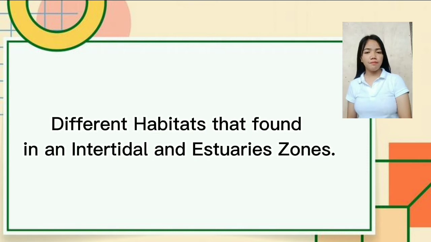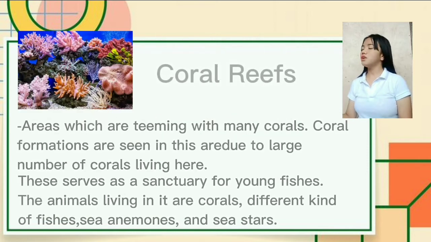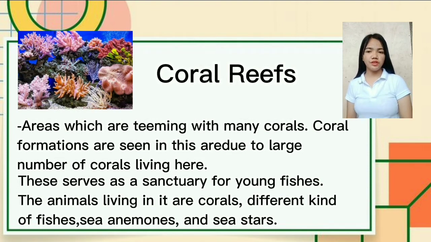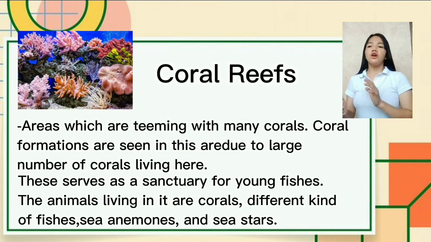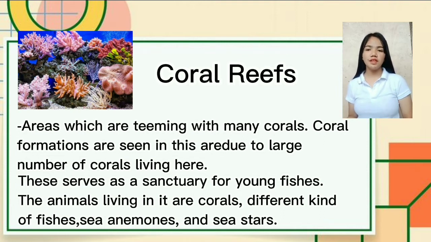Different habitats found in an intertidal zone and estuary. Coral reef. Areas which are teeming with many corals. Coral formations are seen in this due to large number of corals living here. This serves as a sanctuary for young fishes. The animals living in it are corals, different kinds of fishes, sea anemones, and sea stars.